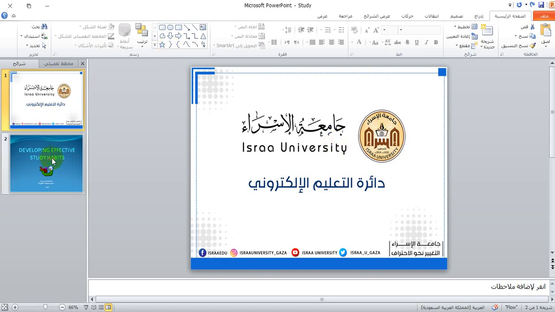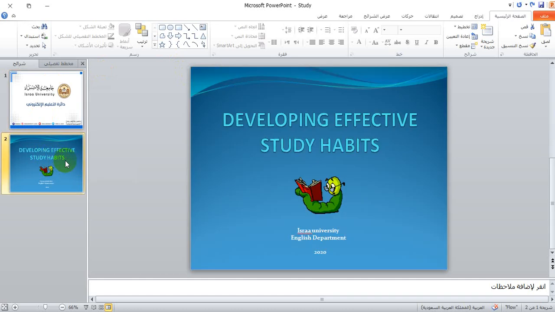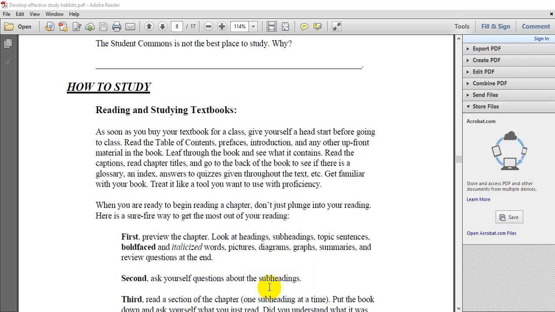Today, inshallah, we will continue to discuss developing effective study habits. The second part of this chapter: how to study. Reading and studying textbooks.